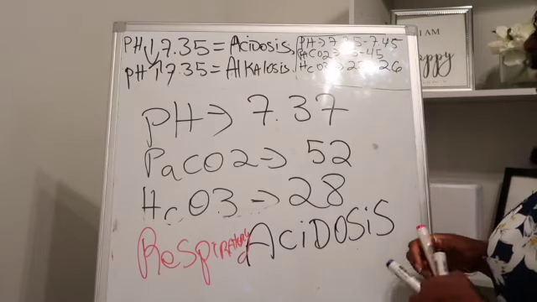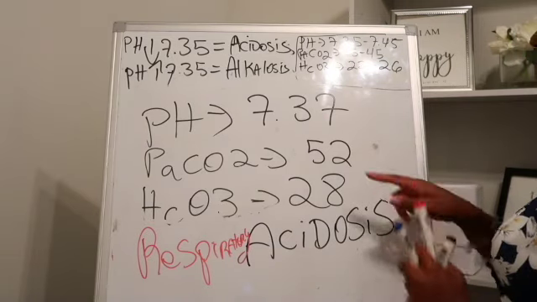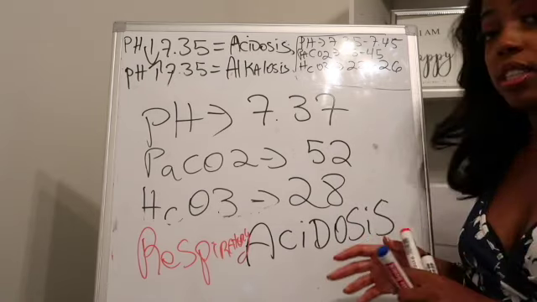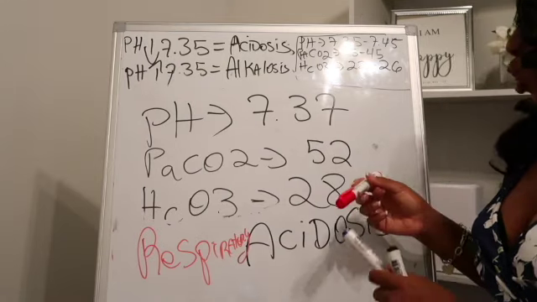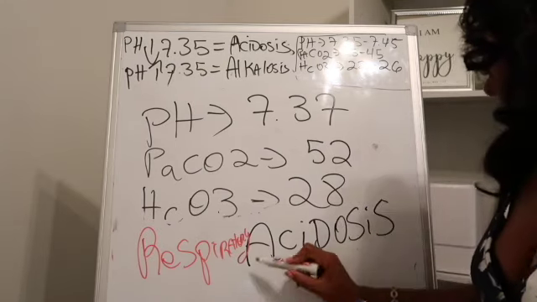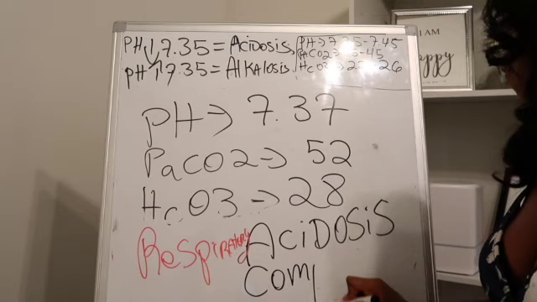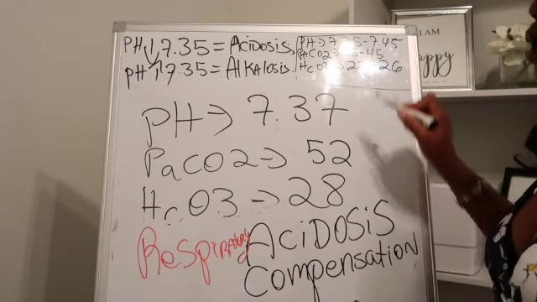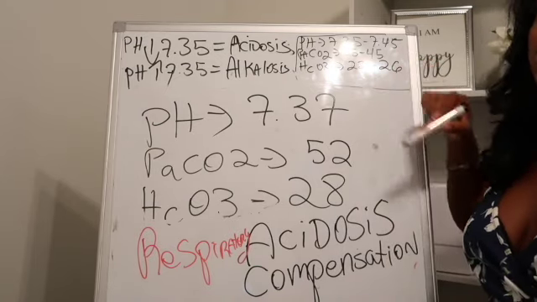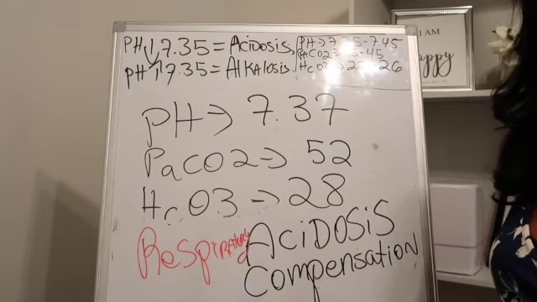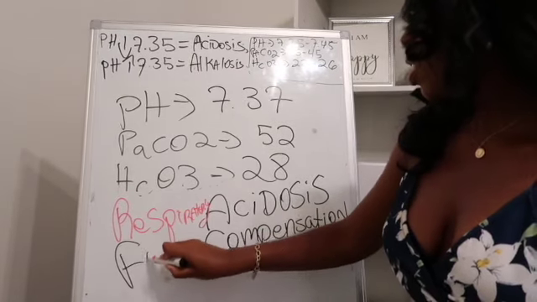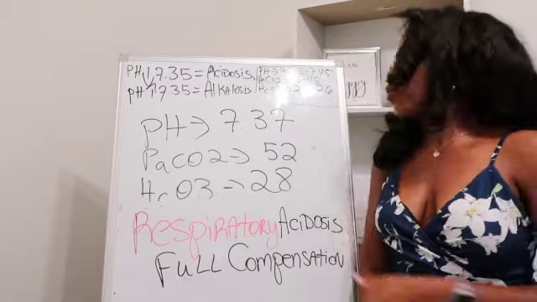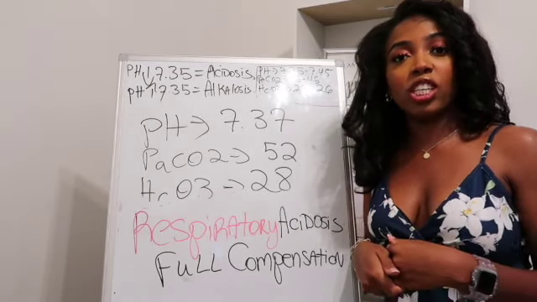Respiratory acidosis. And is it compensated? Yes, it is, because this HCO3 number is out of whack. That means the kidneys are trying to fix what the lungs cannot do. So we're gonna put compensation. Is it full compensation or partial compensation? Well, we'll look at the pH. Is the pH within normal range? Yes, it is. So it's going to be full compensation.